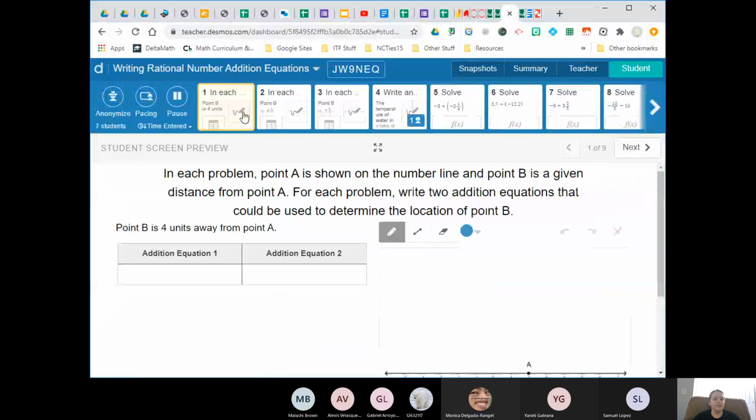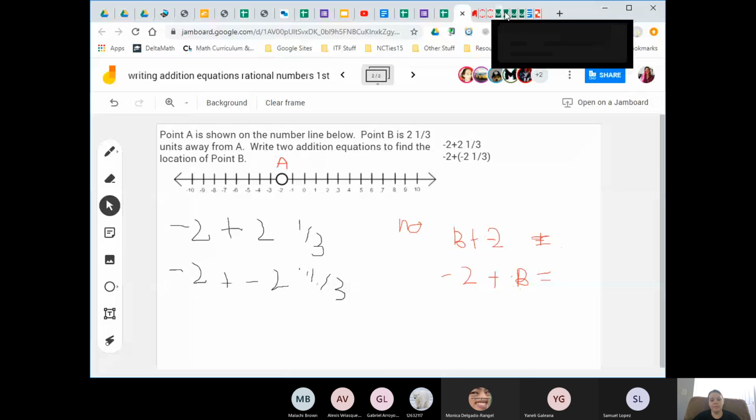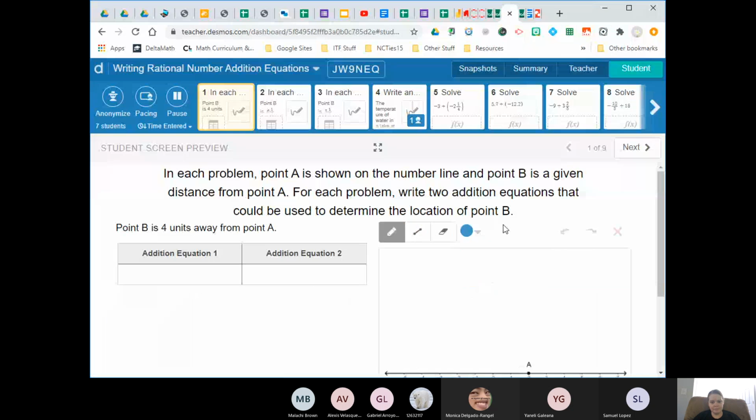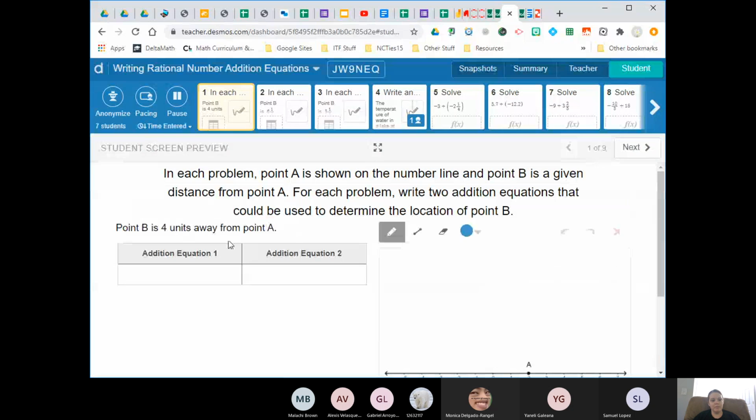So again, the first three problems here in the Desmos are just like what we did here with the number line. So you have the number line, and it shows in the box here where point A is, and tells you that point B is so many units away from A. And you need to write the two equations. So one where B is a negative number and one where B is a positive number.